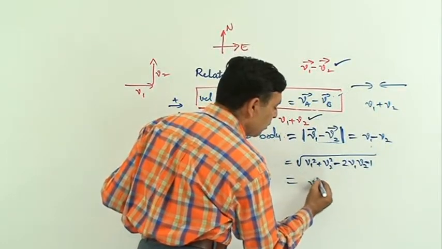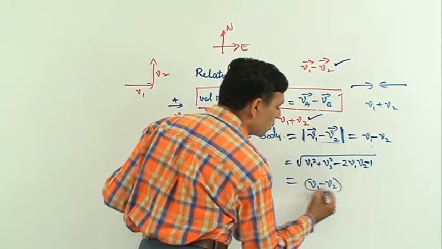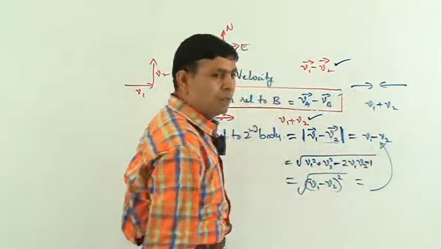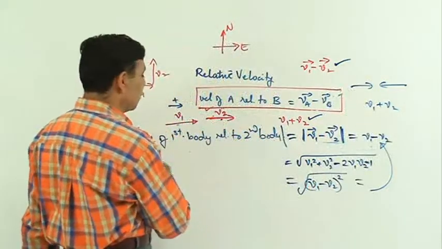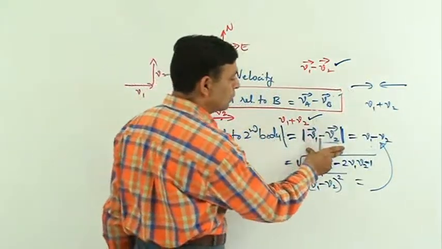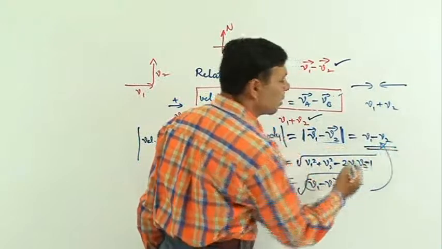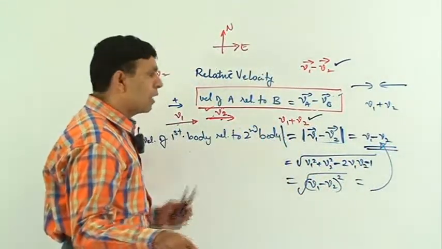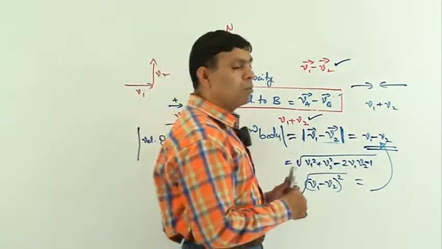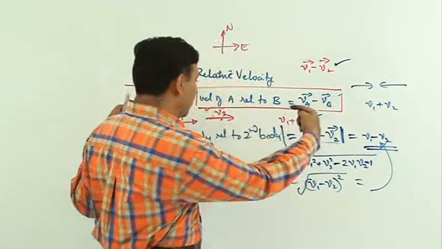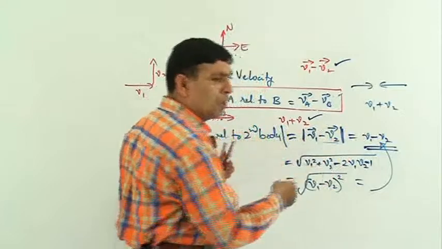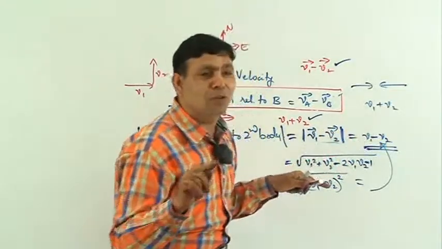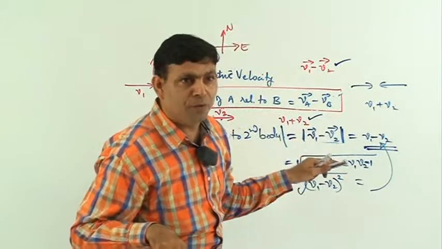This is nothing but (v1 minus v2) whole squared within root. So the magnitude of relative velocity of first body relative to second body, mod of this, is going to be v1 minus v2 when they are moving in the same direction. Clear, everybody? So whenever some books write that when the bodies are moving in opposite direction, relative velocity will be v1 plus v2, and when they are moving in the same direction, relative velocity is v1 minus v2, they are actually referring to the magnitude.